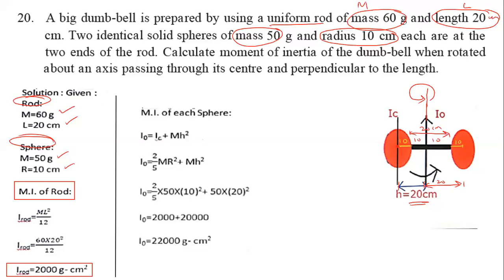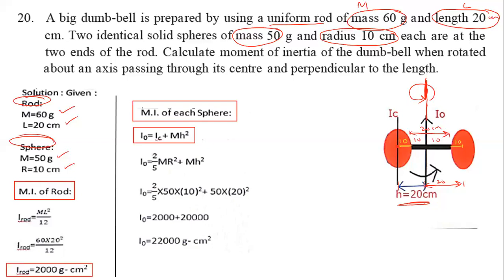Now we find the moment of inertia of the sphere about an axis passing through the center of the rod, about this axis. So we use the parallel axis theorem. By the parallel axis theorem we can write I equals I_C plus M h square. I_C is the moment of inertia of the sphere about an axis passing through its center. So it is 2 by 5 M R square plus M h square, and h is 20 here.